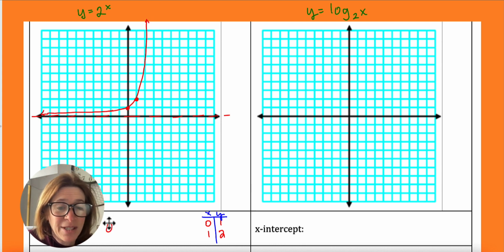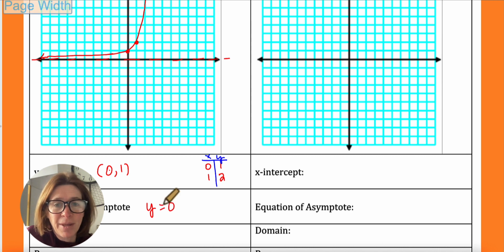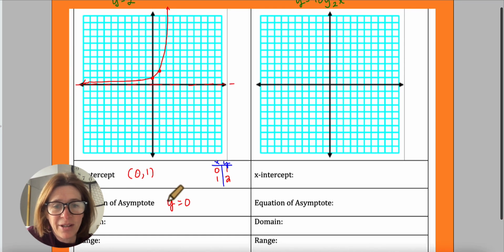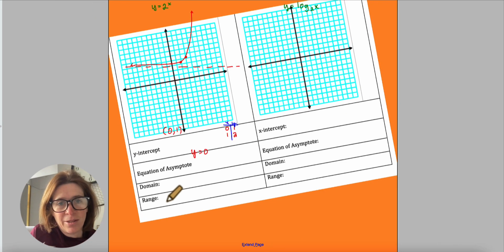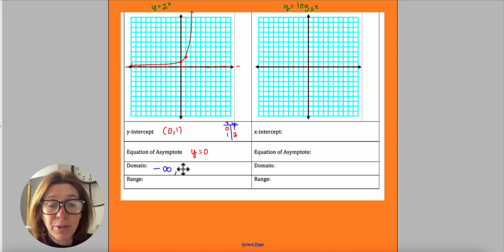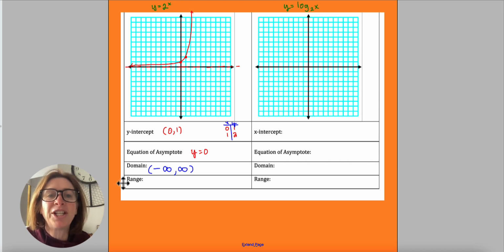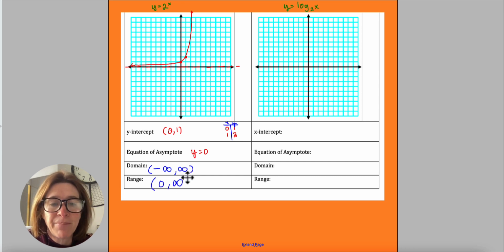The y-intercept, again, 0, 1. The equation of the asymptote, y equals 0. And actually, let me make this a little bit smaller so you can see it all together. There we go. All right, and our domain and our range, we can plug in any number we want. So we say that's all real numbers, negative infinity to infinity. And the graph has to be above the asymptote. It can never reach that asymptote, which we've been talking about. So that would be from 0 to infinity.